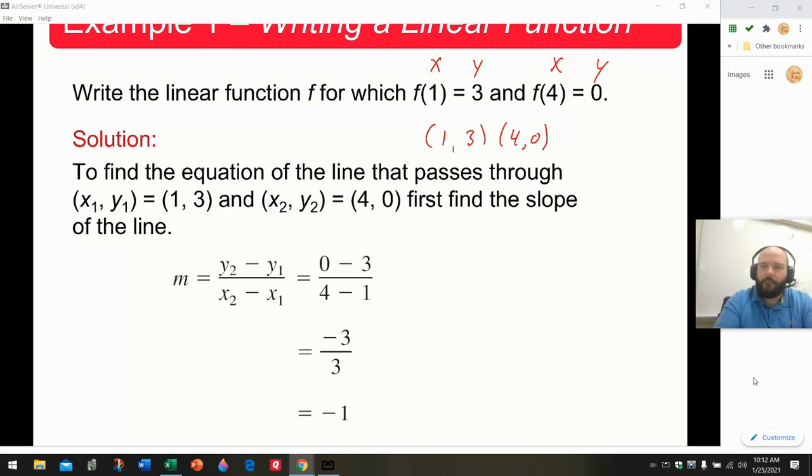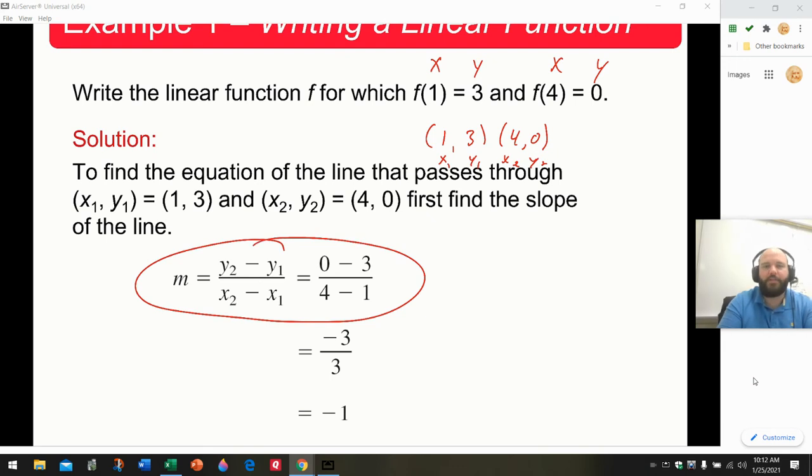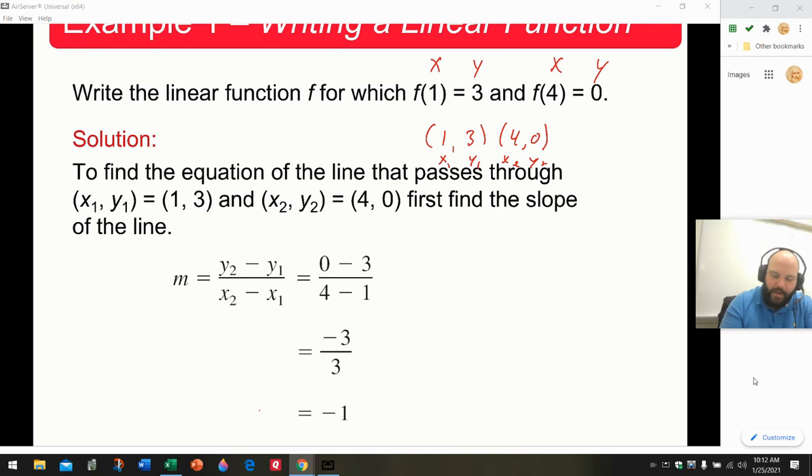So if you recall, in order to write the equation of a line, you need a point and you need a slope. So the first thing we're going to do is find the slope by doing x1, y1, x2, y2, and then we proceed to do the formula for slope, y2 minus y1 over x2 minus x1. When we simplify that, you can see our m is equal to -1. Now that we have two points, and we know the slope is -1, we can write the equation of a line.